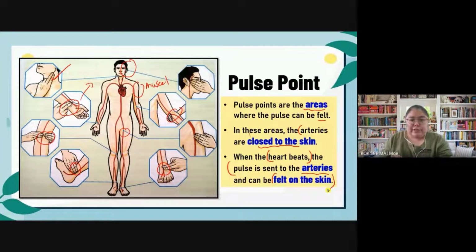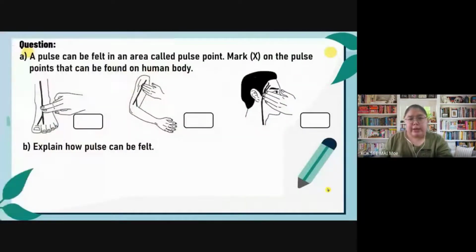So from here, this is a point. Remember the locations on your body. Now we go to answer this question. A pulse can be felt in an area. We call it a pulse point. Now you have to mark a cross on the pulse points that can be found on the human body. Now you tell me, A. Can you feel the pulse rate at this part or not? Can. This part can.